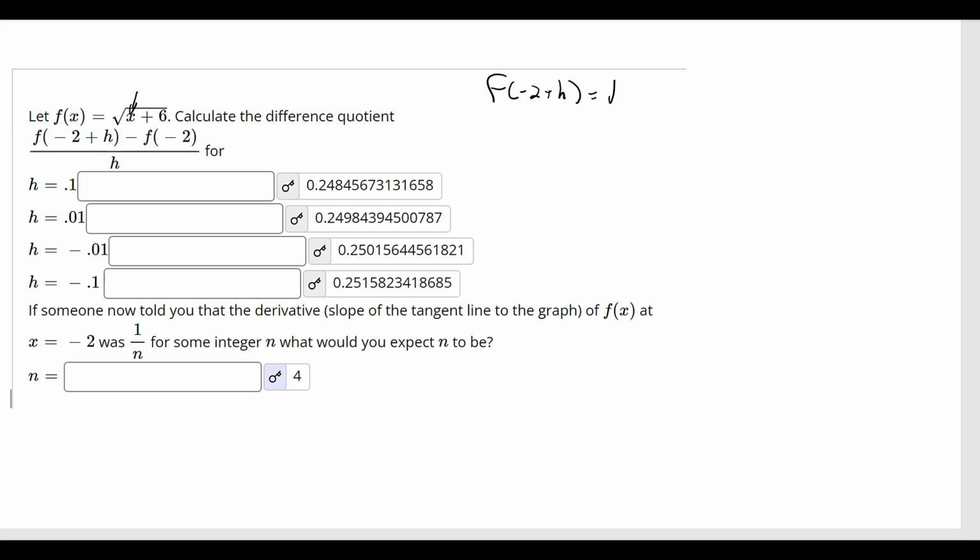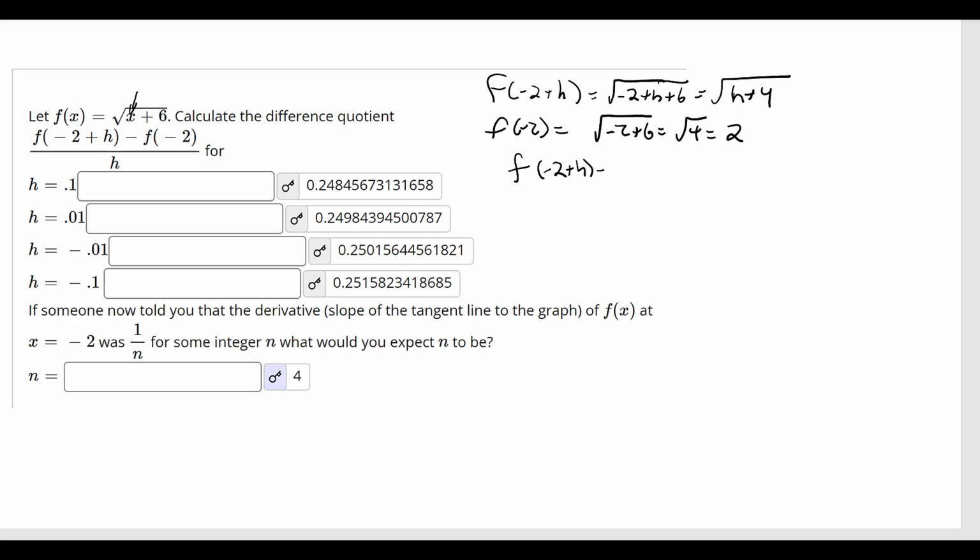So that's going to be the square root of negative 2 plus h plus 6, which is the square root of h plus 4. Then f of negative 2 is going to be the square root of, that negative 2 goes in place of the x, negative 2 plus 6, which is the square root of 4. And I can't help call that 2. We could leave it as a square root of 4, and you'll see why you may want to do that. Maybe you don't. But when we look at the difference quotient, we have f of negative 2 plus h minus f of negative 2 all over h.